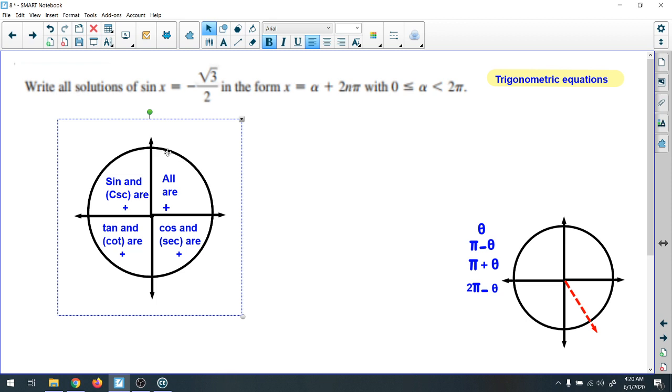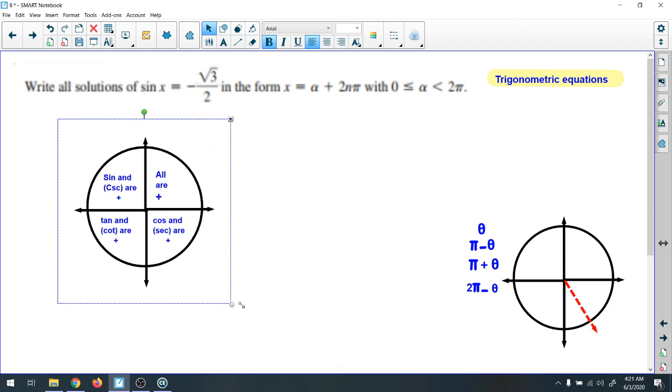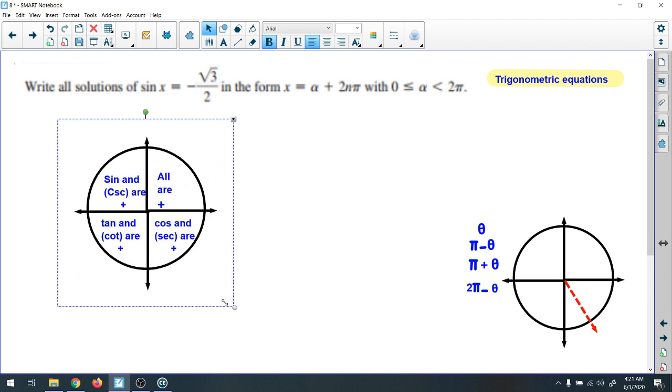Remember that in the first quarter, all are positive: sine, cosine, tangent, and reciprocals, cosecant, secant, and cotangent. In the second quarter, only sine and its reciprocal, cosecant, are positive. In the third quarter, tangent and cotangent are positive. In the fourth quarter, cosine and its reciprocal, secant, are positive. Always remember that. It will help you to solve problems without even looking at formulas. Don't forget. Okay.